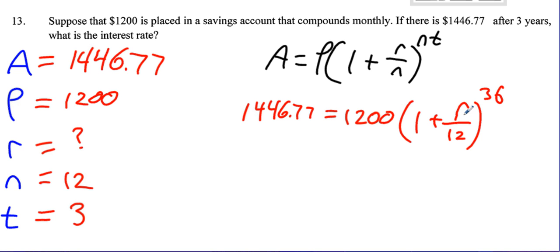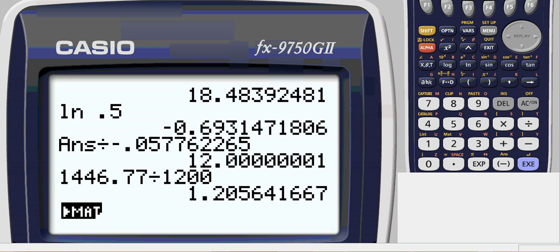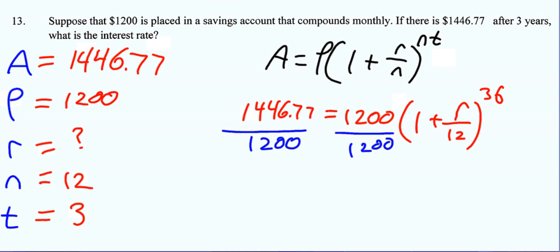So we're trying to solve for R. First get the parentheses by themselves by dividing. So calculator time, 1446.77 divided by 1,200. That's 1.2, we'll keep that in the calculator right there. But it's about 1.2.